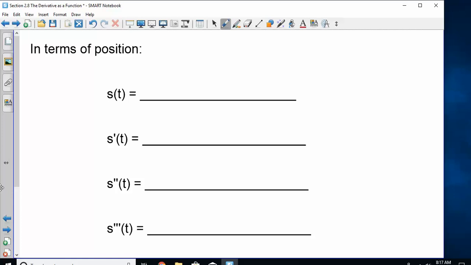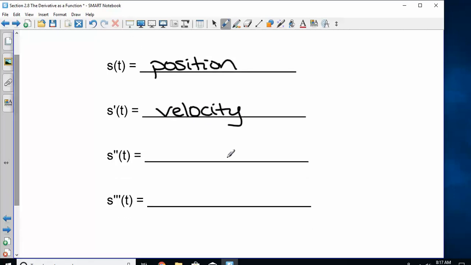We've talked about position problems a lot. S of t is your position. What's the derivative of position? We've done that one a lot. You did it on the homework assignment you turned in yesterday. Derivative of position is, starts with a V, velocity. The rate of change of position gives you your velocity. So the derivative of velocity, acceleration.